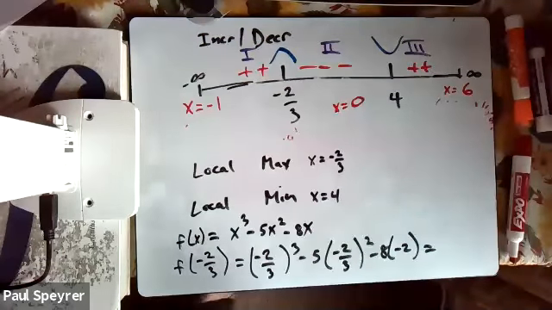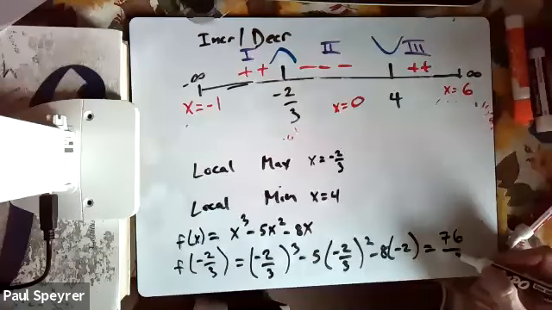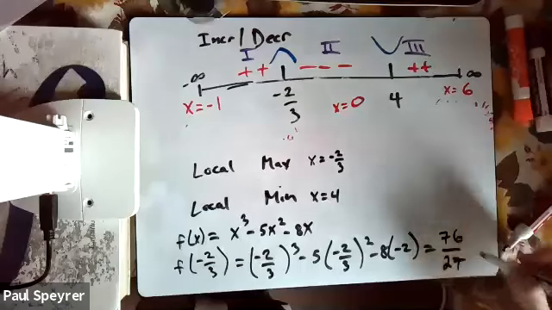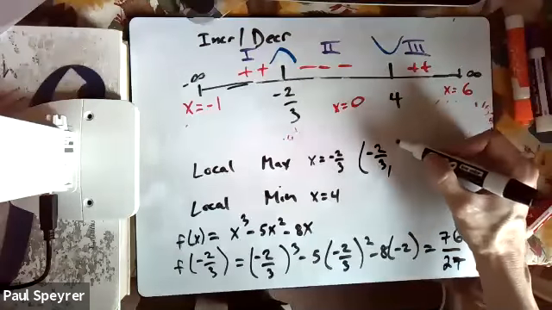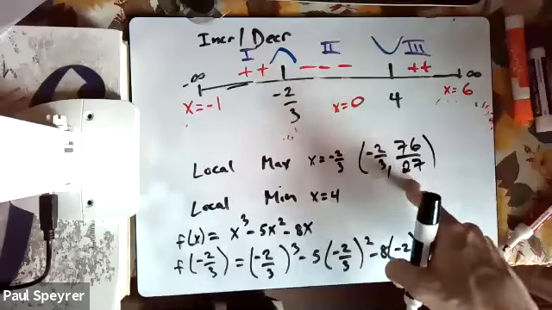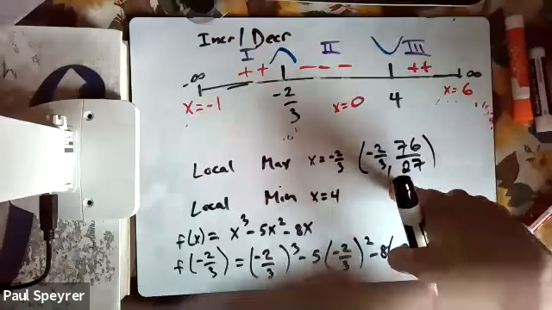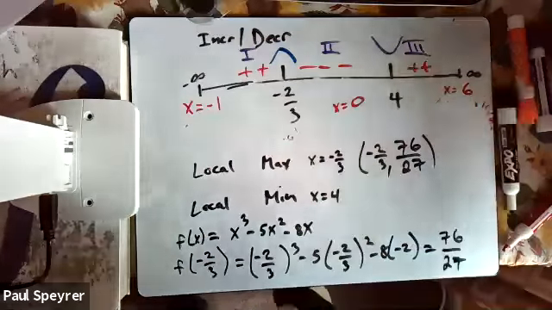And you should wind up with 76 over 27. So this point would be negative 2/3, 76 over 27. So no decimals, okay? This is what you would enter into WebAssign, because if they're asking for the point, you need an x value and a y value.